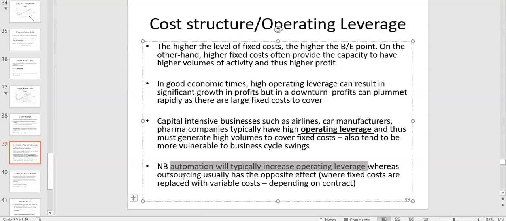Because in periods of downturn, whether it's a recession, a global pandemic or whatever reason, high fixed costs, otherwise known as high operating leverage, can be very risky. And unfortunately, a lot of businesses are finding that out in the current economic environment.